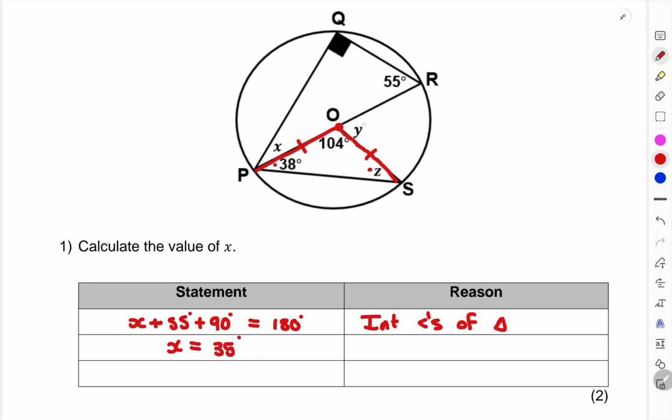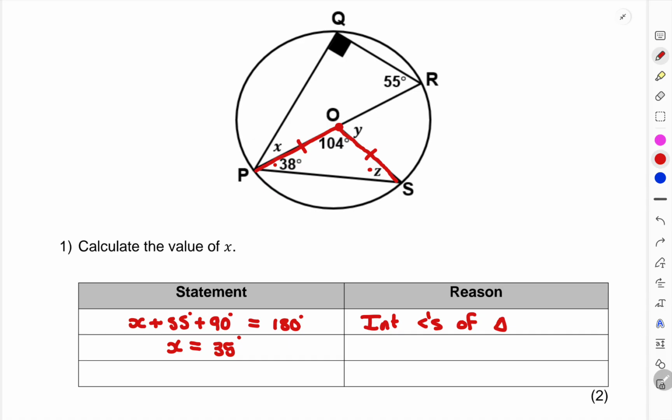Okay, calculate the value of y. X and y sit over here. Can we use the exterior angles of a triangle? No, because your angle has to be extended straight from the triangle that you are using. Okay, so please be careful with that.